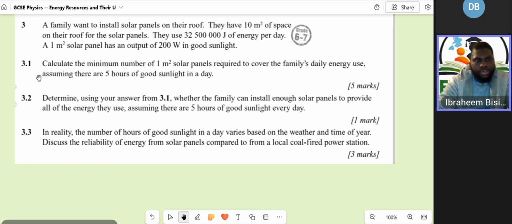Now, the real question is: calculate the minimum number of 1 square meter solar panels required to cover the family's daily energy use, assuming there were 5 hours of good sunlight in a day. All right, so we need to do some calculation here.